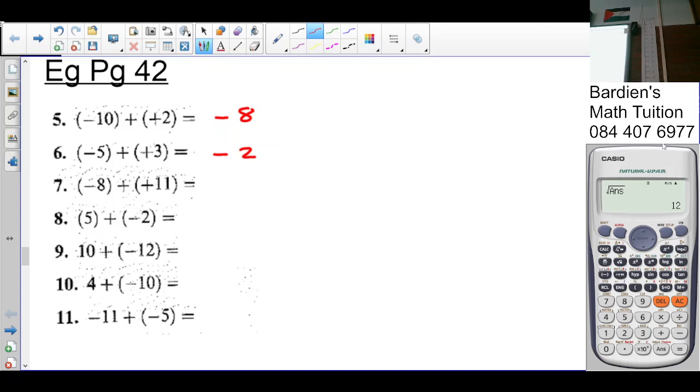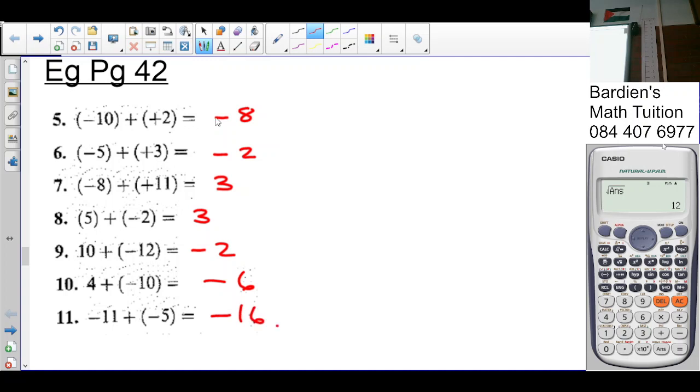I like it. Right. Negative 8 plus 11? 3. Not so? 5 minus 2? 3. 10 minus 12? Negative 2. Who got negative 2 here? Four minus 10? Negative 6. Negative 11 minus negative 11 plus negative 5? Okay. You all agree with that?